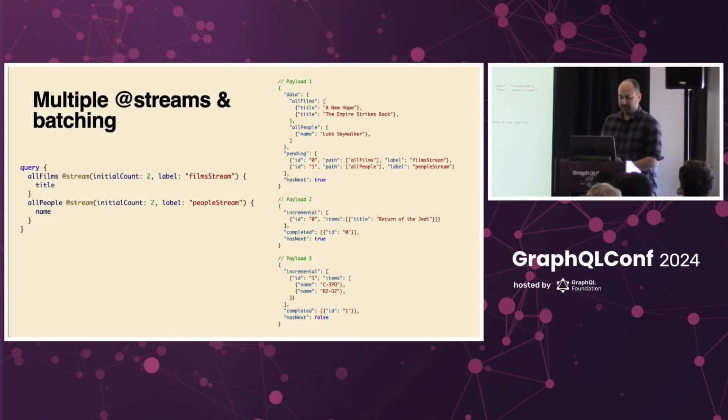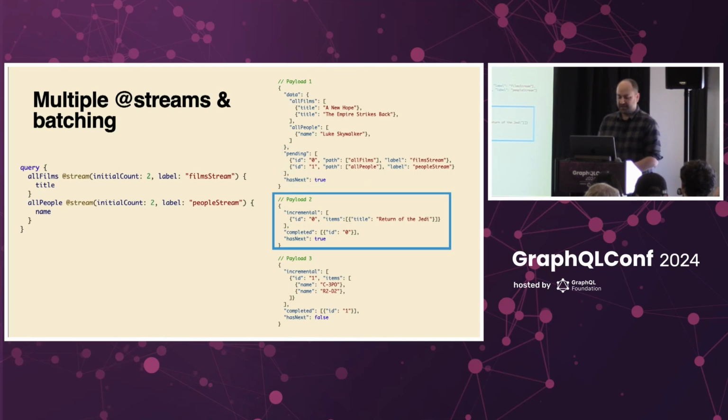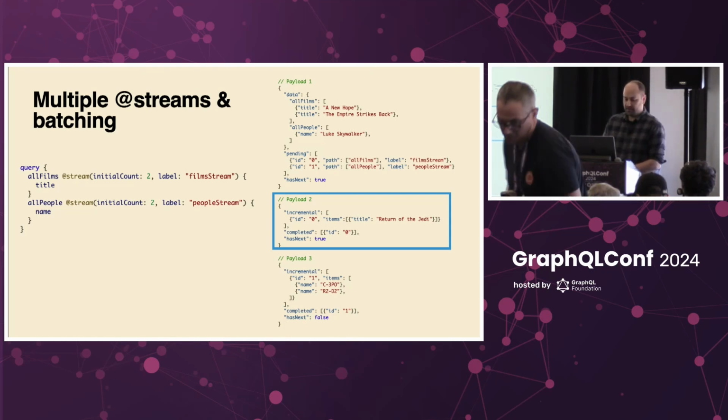By having these pending and completed fields, you can track multiple streams in the same query. So in this query, we have two separate fields with different streams, different labels. In the first payload, we get two pending objects, so we know that there are two separate streams happening. In the second payload, we get the one remaining item from the film stream, and we get the completed object, so clients know that this stream is done.